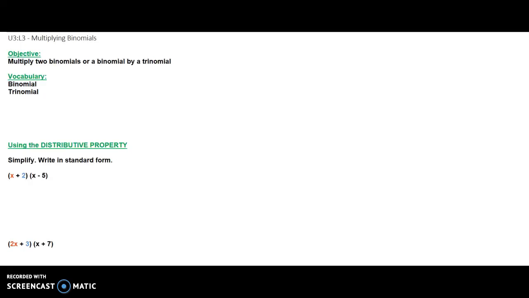And welcome to Unit 3, Lesson 3, Multiplying Binomials. In this lesson, we are going to look at 3 different methods on how to multiply 2 binomials together. And we are also going to look at how to multiply a binomial by a trinomial.